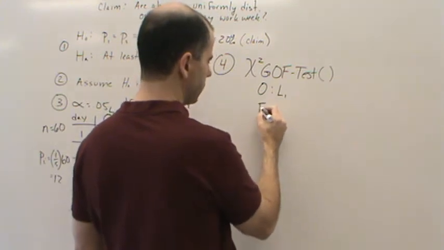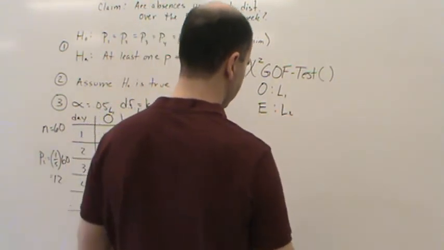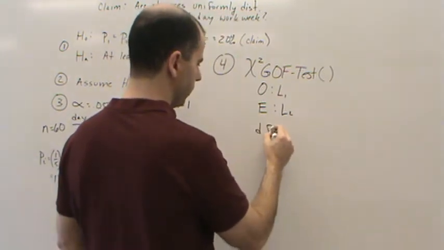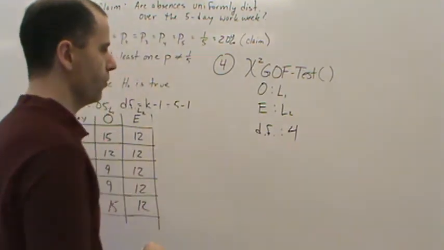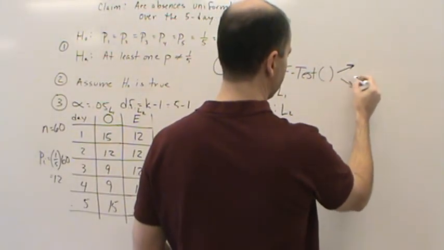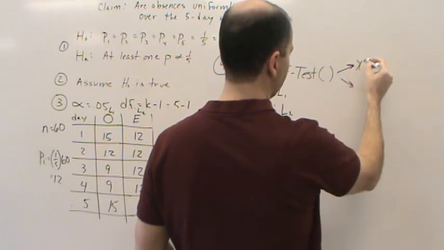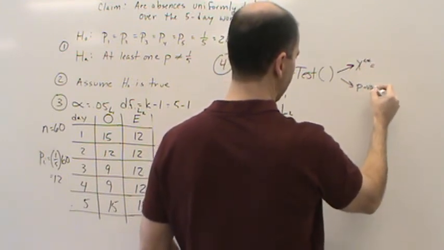And then it's going to ask you for your expected list. That's where you're going to put in L2. And then it's going to ask you for degrees of freedom. And that's where you're going to put in 4. And what happens is, it's going to give you your chi-squared statistic and your p-value.